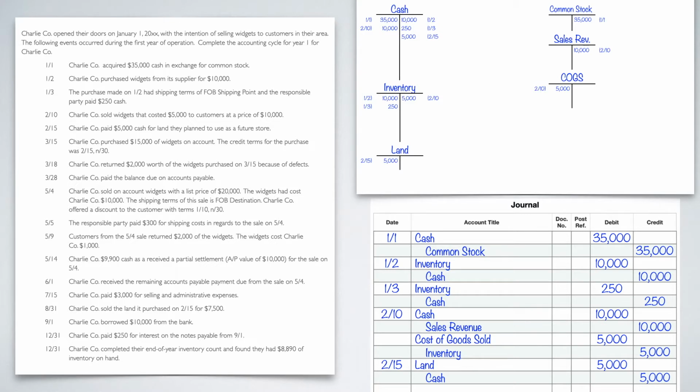Charlie Company purchased $15,000 of widgets on account. The terms of the purchase were 2/15 net 30. So not only did we purchase it on account, but they're offering us some credit terms that say if you pay quicker, we'll give you a 2% discount. We don't care about the discount right now. All we care about is we got the inventory. We purchased the inventory. So let's do that.